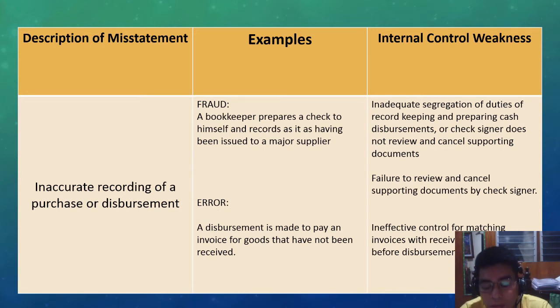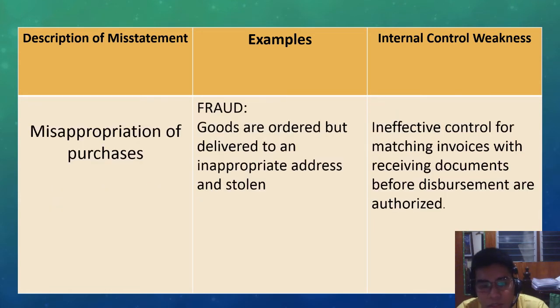Next is an error example. Here a disbursement is made to pay an invoice for goods that have not been received. The internal control weakness here is an ineffective control for matching invoices with receiving documents before disbursements are authorized. Next is misappropriation of purchases. So there's a fraud here. Goods are ordered but delivered to an inappropriate address and stolen. The internal control weakness is an ineffective control for matching invoices with receiving documents before disbursements are authorized.